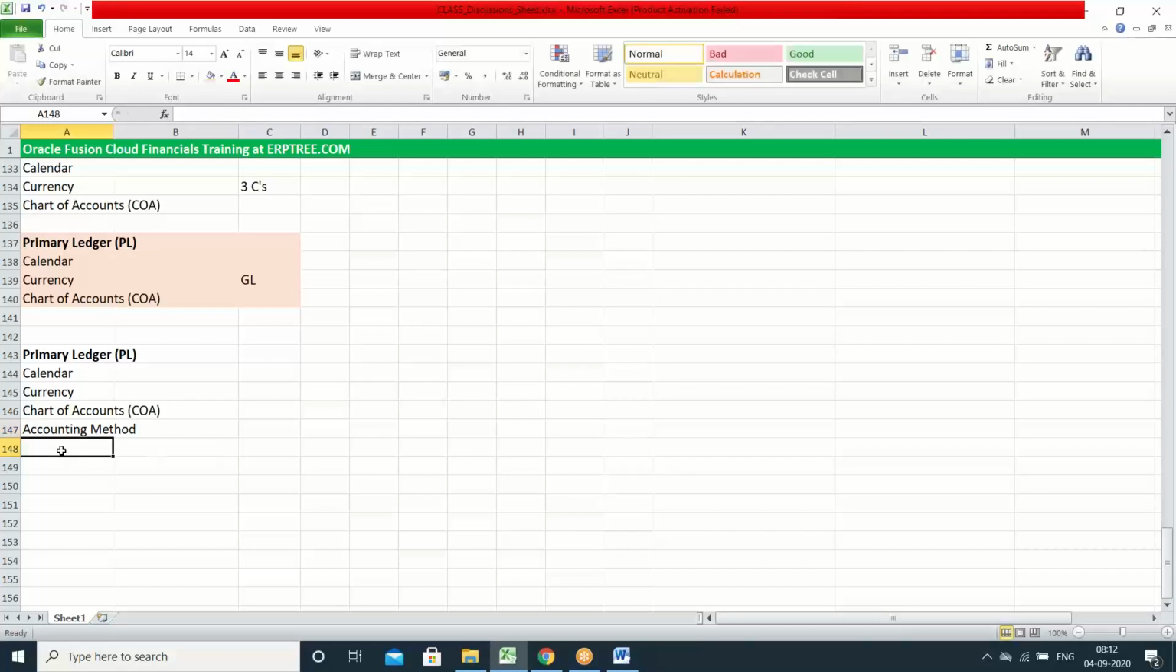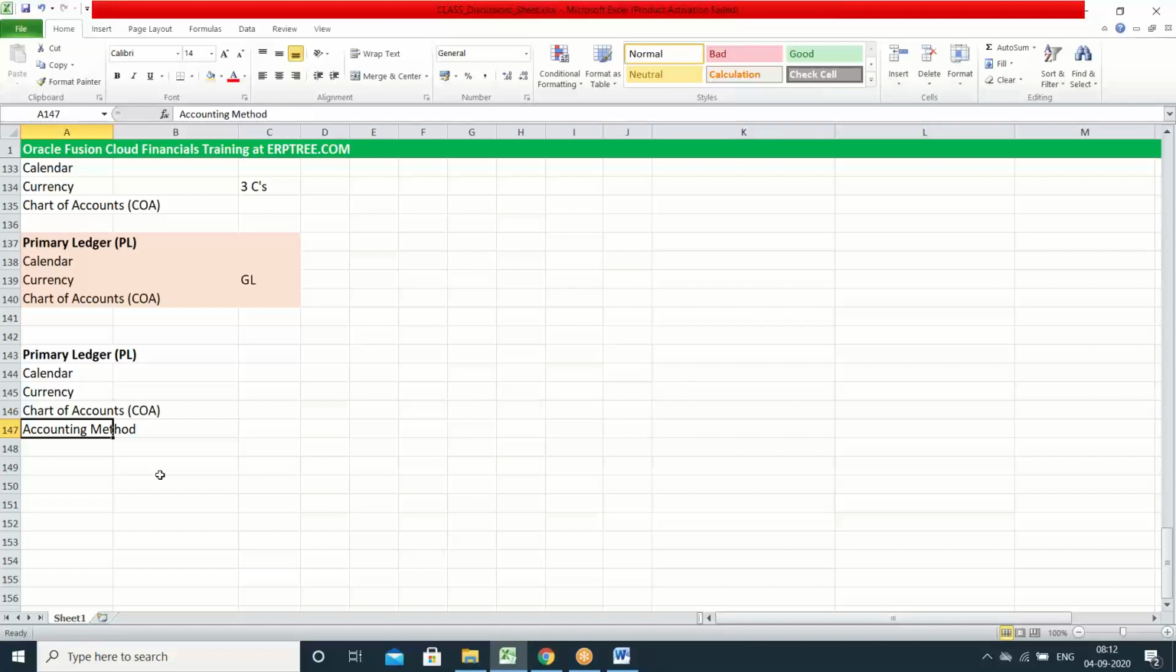Okay, accounting method. We know what is the purpose of calendar. With the calendar, we can capture the date. With the currency, we can specify what the amounts belong to. And with the chart of accounts, you can provide the description of the transaction. What about accounting method? When you create the accounting entries in subledger applications like payables, receivables, fixed assets, cash management, inventory, any application other than GL, how that accounting should take place, within the accounting method we can have rules for how the system has to create the accounting entries.